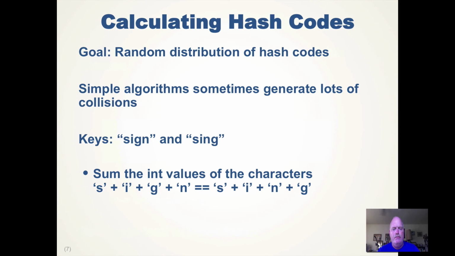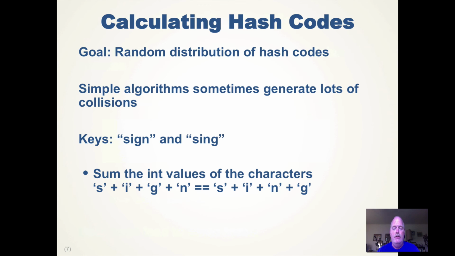A simple, right-off-the-bat idea would be: why don't I just add up the values of each character in a string? But unfortunately, that simple algorithm doesn't work because addition is commutative. So when you add up sing and sign, they come to the same value. So those two different keys collide using that simple algorithm to generate our hash, so that's not a good idea.